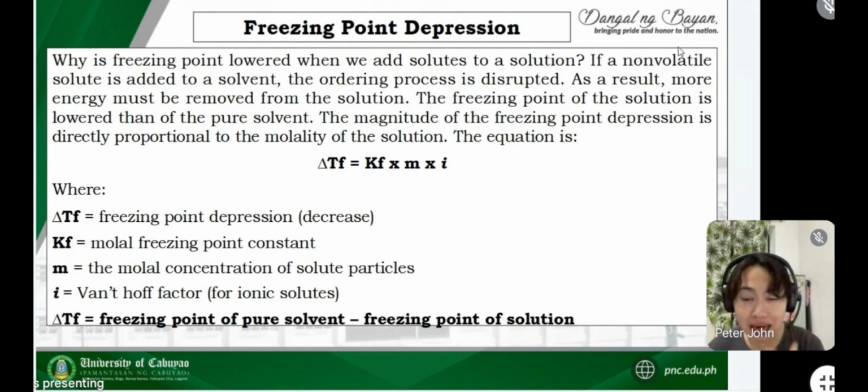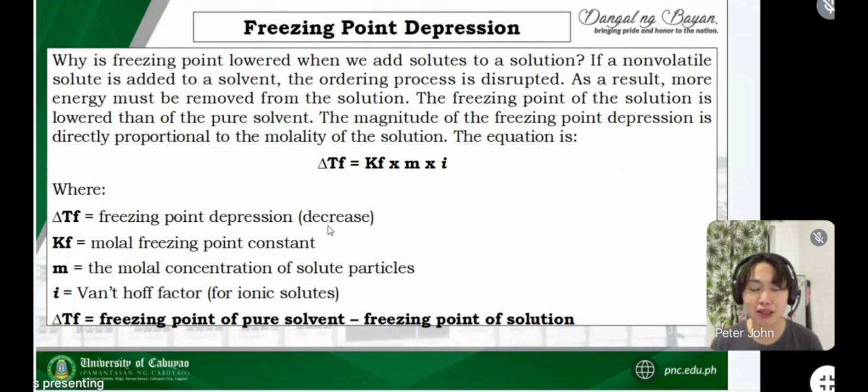The magnitude of the freezing point depression is directly proportional to the molality of a solution. O, tatandaan to. The magnitude of freezing point depression is directly proportional to the molality of a solution. So this one is expressed with this formula. So ito lang po yung formula na gagamitin natin. We have delta Tf, which stands for the freezing point depression. So ito yung decrease na kukunin natin.